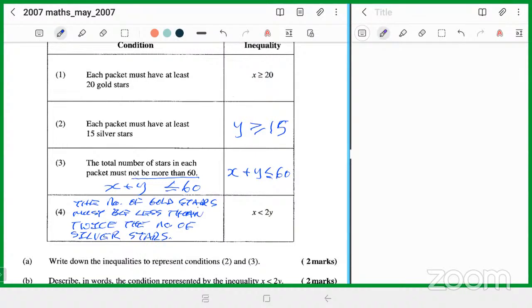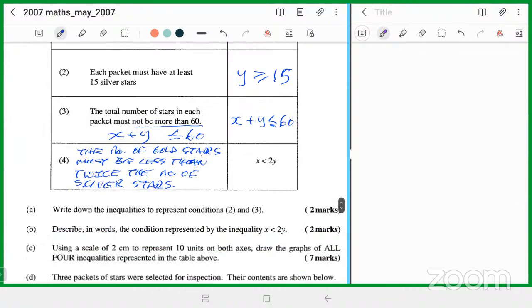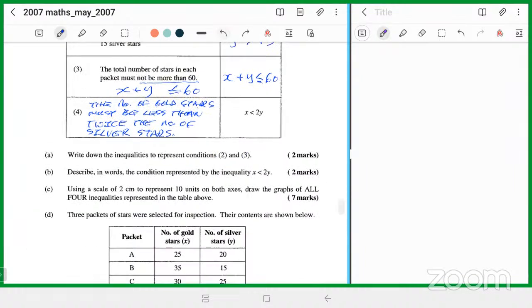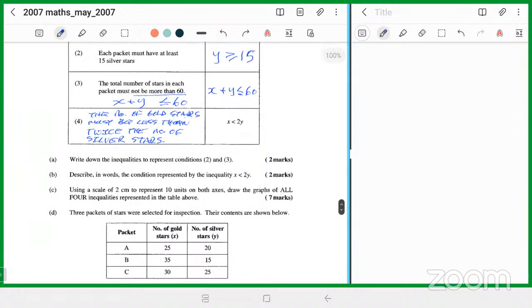If you write that, to get the full marks. All right? And then now, watch this. They want you to write down inequalities for parts 2 and 3, which is what we just did. And then you have to describe in words the condition for this one, which is what this is, right? So you've done those 2 parts.